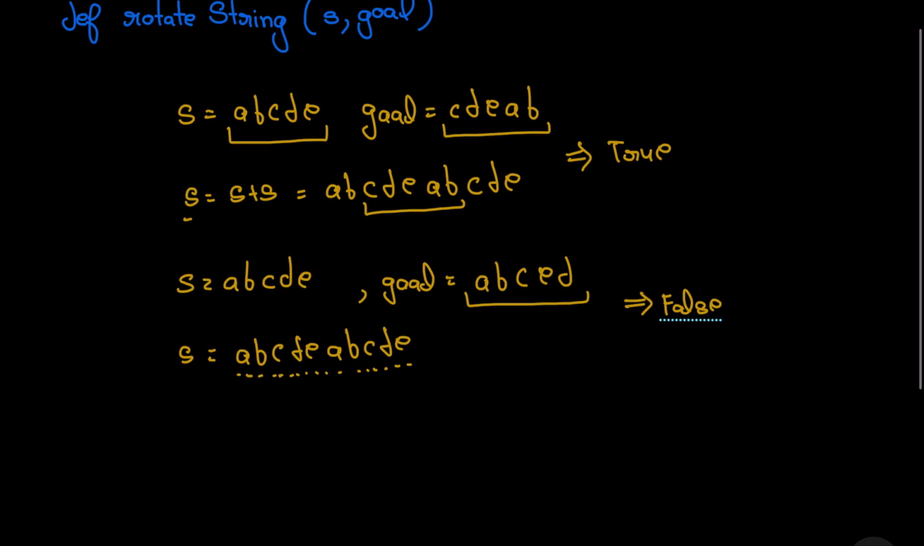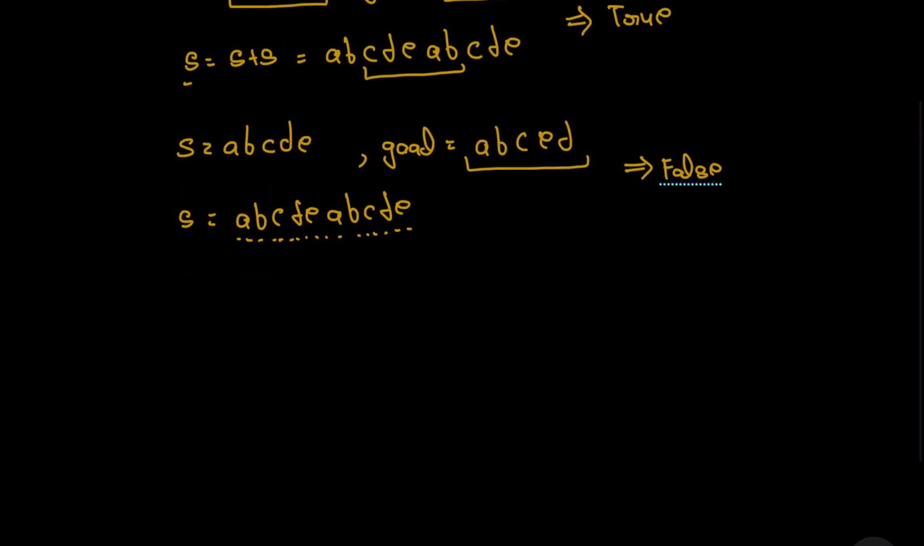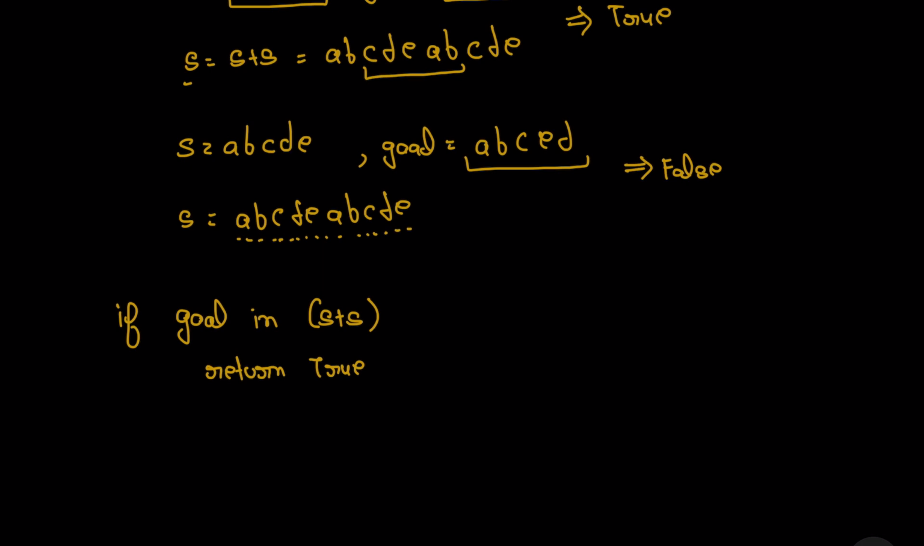That means the code is reduced to just one line now. What I have to find is whether goal is in S plus S; if so, return true. If this is not the case, then return false. Obviously, before this we can also do the same sanity check that we did last time to check whether the lengths are equal or not. But for the sake of explanation of this part, that is not needed here.